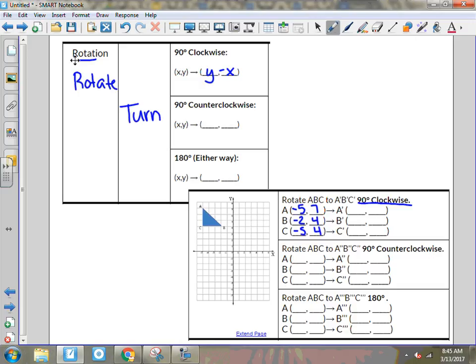So remember, first we switch the spots. So my 7 is going to come first. My 4 is going to come first. And my 4 is going to come first. So I took those and put them first in my new coordinates. And now I'm going to do the opposite of the other number. So the opposite of -5 is a +5. The opposite of -2 is a +2. And the opposite of -5 is again a +5. So as you can see, using these rules makes it a lot quicker.